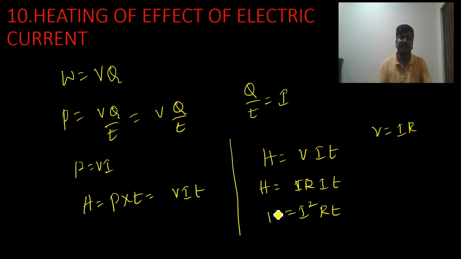The heat generated in the conductor is directly proportional to square of current, directly proportional to resistance, and directly proportional to time. So that is nothing but the heating effect of electric current. The source of energy continuously dissipated entirely in the form of heat is known as the heating effect of electric current. Whatever current is given to the conductor is completely converted into heat, that is known as the heating effect of electric current.